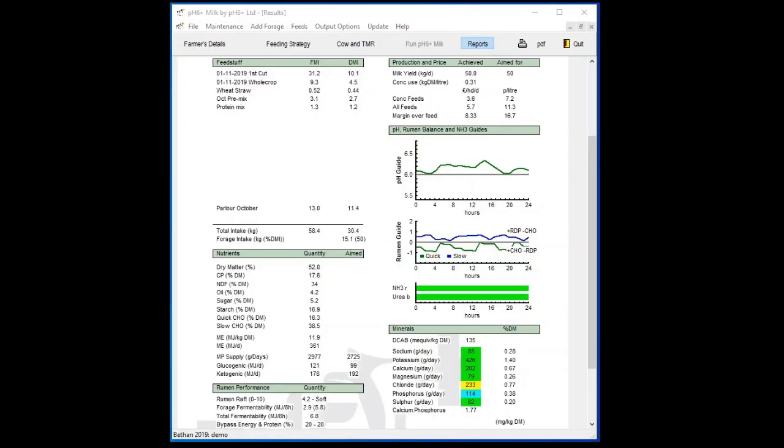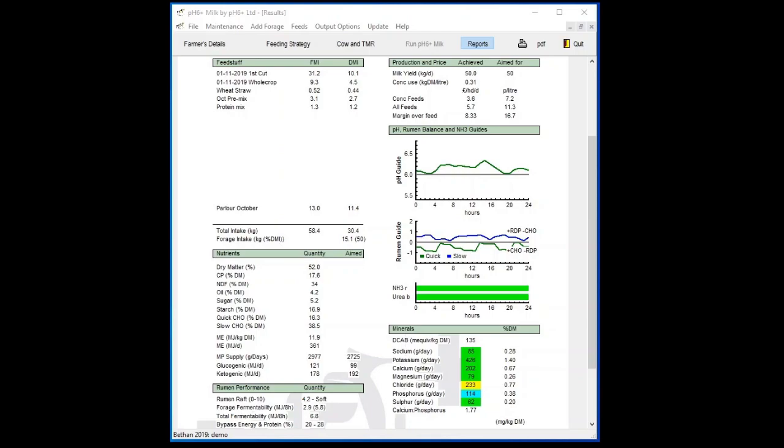So, back in the report, we can see that the rumen guide graph shows the balance of fermented carbohydrate to fermented protein in the quick and slow microbial pools. Both of these values should be approximately 0, but as we can see, currently they are not. For the slow pool, it is above 0, averaging about 0.5, and for the quick pool, it is below 0, averaging about minus 0.5. For efficient microbial growth, that means a value of 0 in both pools, a certain amount of protein has to be provided with a certain amount of carbohydrate.